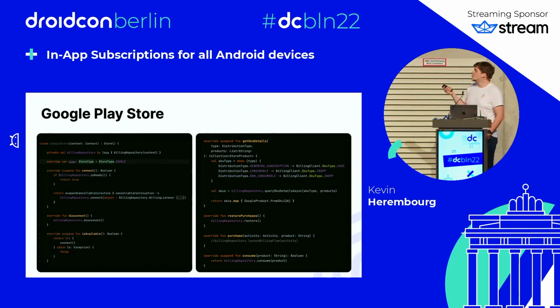So on Google, what I did is that I created a Google store that implements my store object, and I just created the methods I need specific to Google in my Google module. So to make sure it's available, to connect to it, to retrieve the SKU in the correct format, restore, purchase, and everything. For that, I use a billing repository that is provided on a GitHub page by Google. So you can look at it, and because the billing repository is very large, and they have kind of a listener system, it's kind of complicated to implement it with coroutines, but you can do it with a suspendable coroutine.